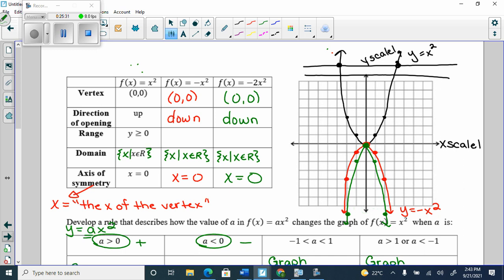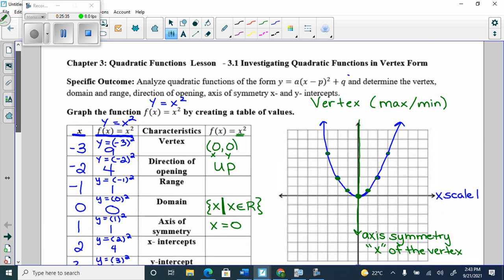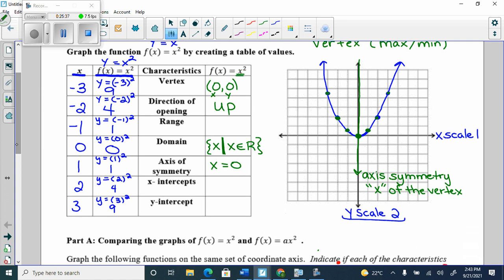Now range is not the same. Range is what y values exist. So if I look at this very first one, on the very first page, are there any negative y values down here? Is there anything down here? Where does it start at? 0, and it goes, what's another word for up? In an inequality sign. No, in an inequality sign. The only options are greater or less. So up would mean greater, right?